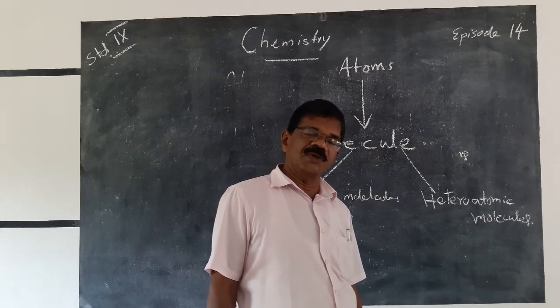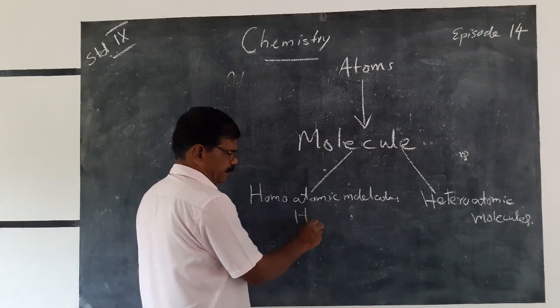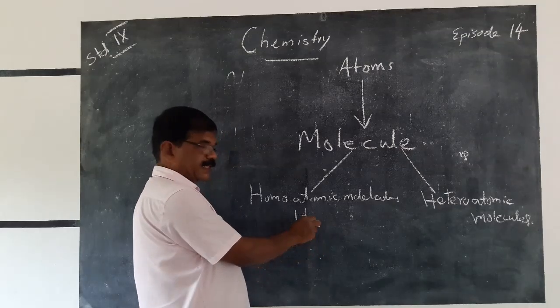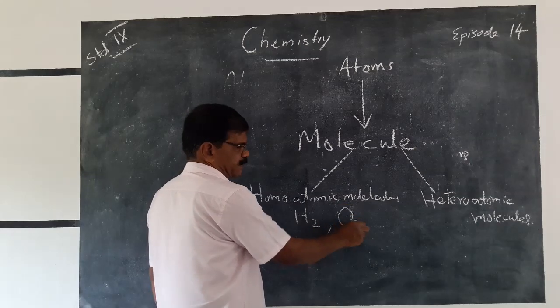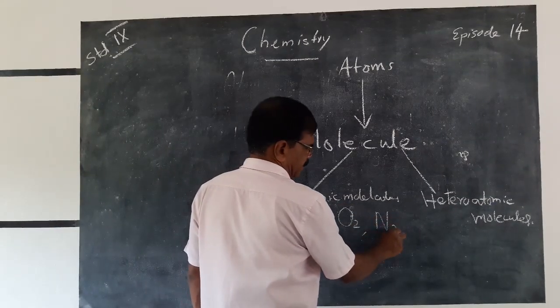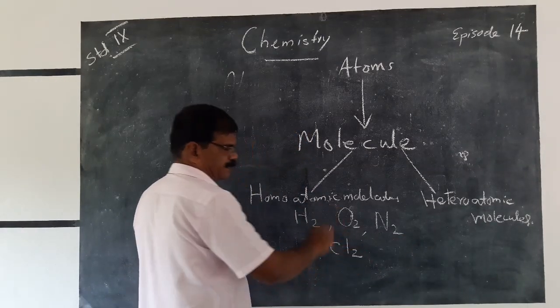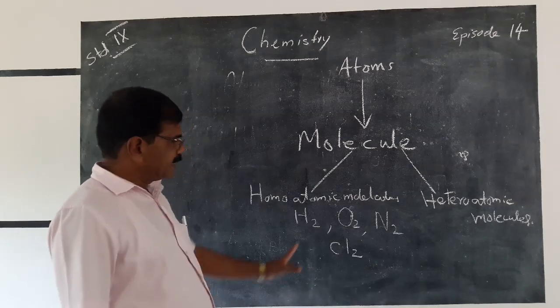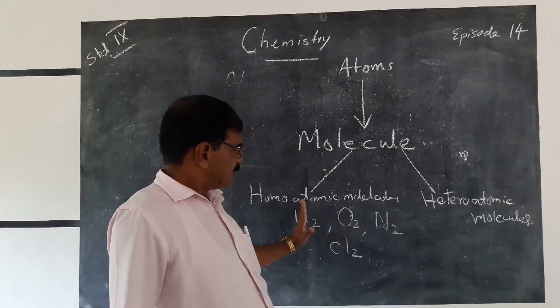What are homoatomic molecules? Two hydrogen atoms combine to form a hydrogen molecule. Two oxygen atoms combine to form an oxygen molecule. Two nitrogen atoms combine to form a nitrogen molecule. Two chlorine atoms combine to form a chlorine molecule. Here, they all are combined.